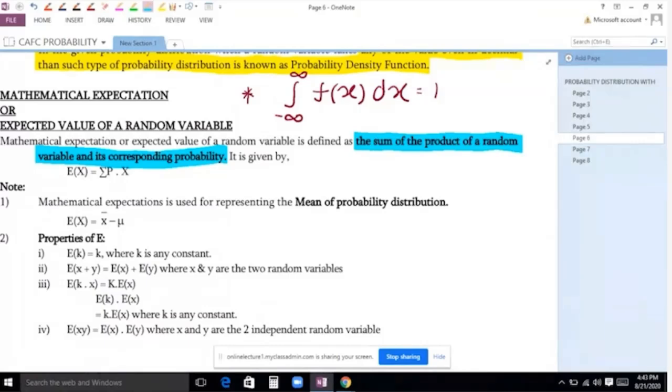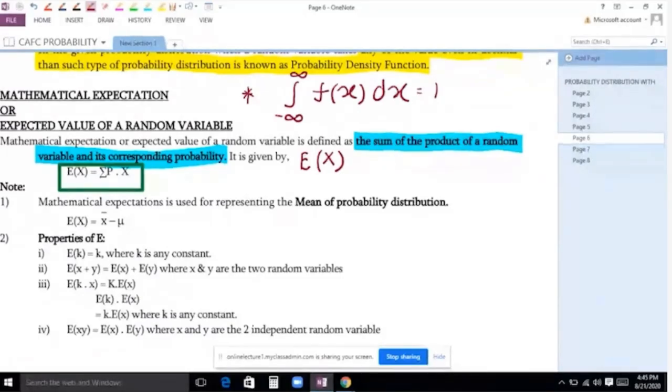Mathematical expectation is denoted by E of X, and the formula for finding E of X is E of X is equal to summation of P into X. Summation means it is a total.